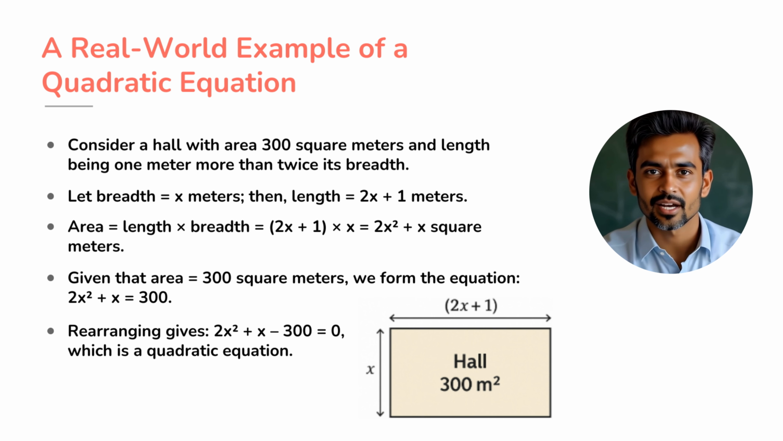That gives us area equals 2x squared plus x. We are also told that this area is 300 square meters. So we equate 2x squared plus x equals 300. Let's rearrange that: 2x squared plus x minus 300 equals 0. This is a real-life situation producing a quadratic equation. Visualize it as a rectangle where one dimension is expressed in terms of the other. This is how math naturally arises from geometry.